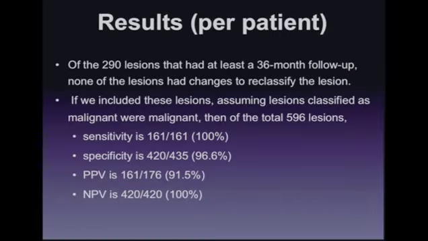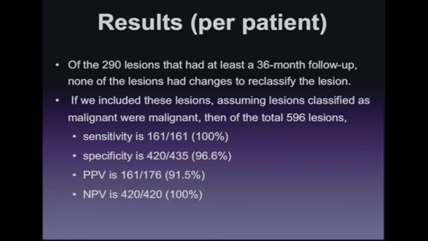Of the 290 lesions that had at least a 36-month follow-up, none of the lesions changed to reclassify the lesion. If we include these lesions, assuming lesions classified as malignant were malignant, and by that I mean we have some patients that had enhancing masses that were small in elderly patients that were elected to be followed and not biopsied, then we have a total of 596 lesions. The sensitivity was again 100%, the specificity was 97%, a positive predictive value of 92%, and a negative predictive value of 100%.